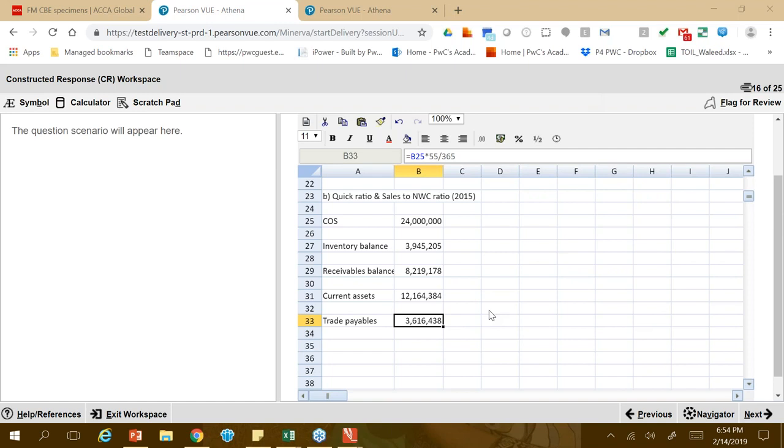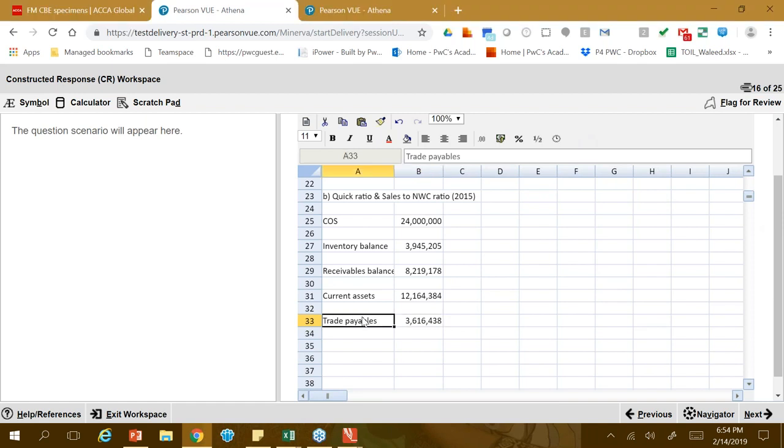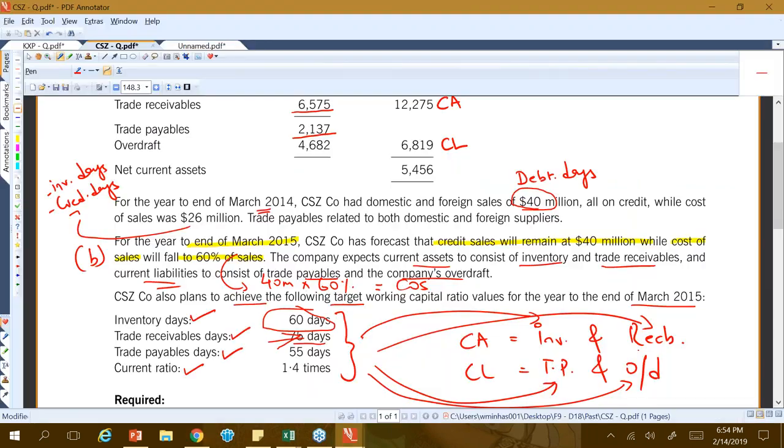Because of doing this trade payables calculation, can you think of any issues that have arisen at this point? Well, yes, the overdraft is not calculated. Well, we don't really need the trade payables here because I do not have information to do the overdraft. Remember, their current liabilities were trade payables and the overdraft. So how do we get that information? There was no information on that, but instead I have the current ratio. Yes, smart, well done. Current ratio.